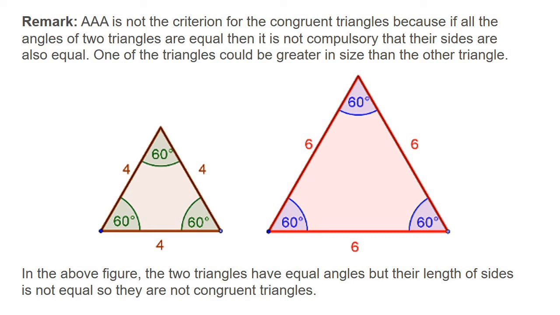A remark. AAA, that is angle, angle, angle, is not a criterion for congruent triangles, because if all the angles of two triangles are equal, then it is not compulsory that their sides are also equal. One of the triangles could be greater in size than the other triangle, as you see in the example. In the above figure, the two triangles have equal angles, but their side lengths are not equal, so they are not congruent triangles.